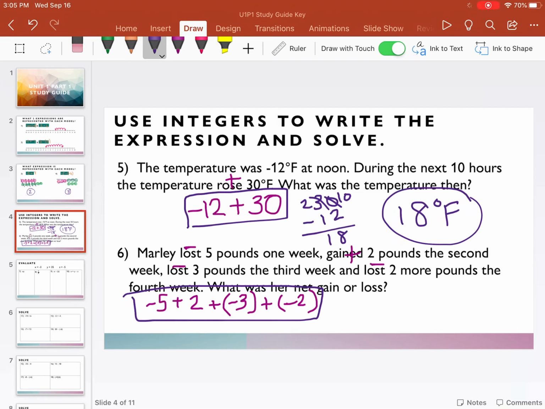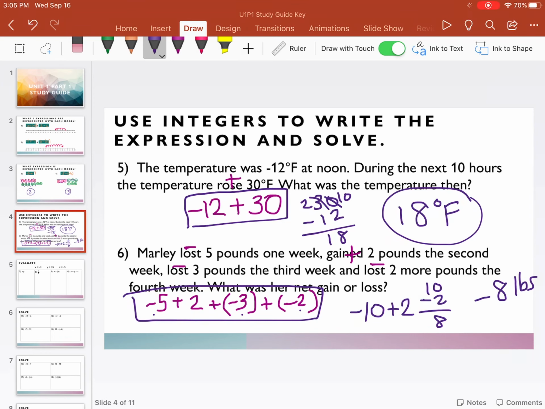You can just work your way across the problem, or you could take all the negatives, add those, take the positives, and add those. So I'm going to do that second method and add my negatives. So -5 plus -3 is -8, plus -2 is -10, plus +2. Different sign, subtract, so 10 minus 2 is 8. Keep the sign of the larger number. The larger number here was the -10, so it's a -8. Okay, a -8 pounds.